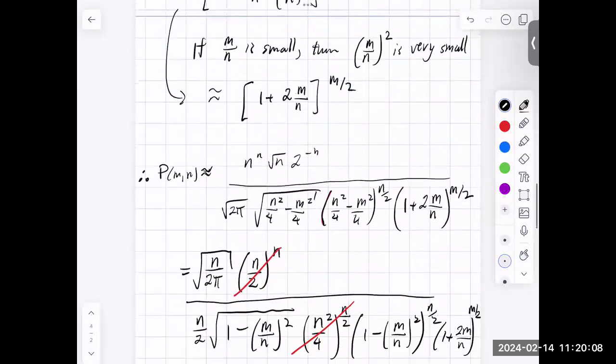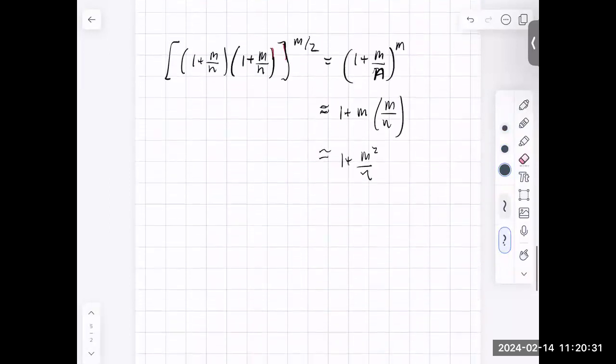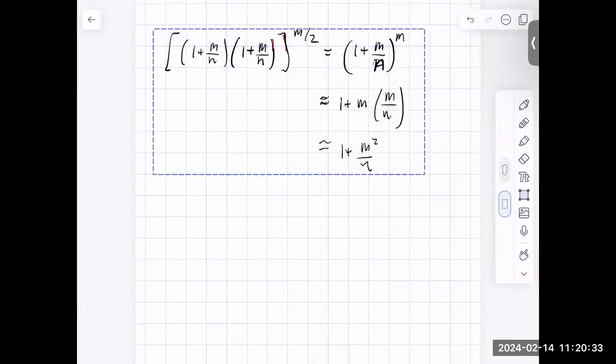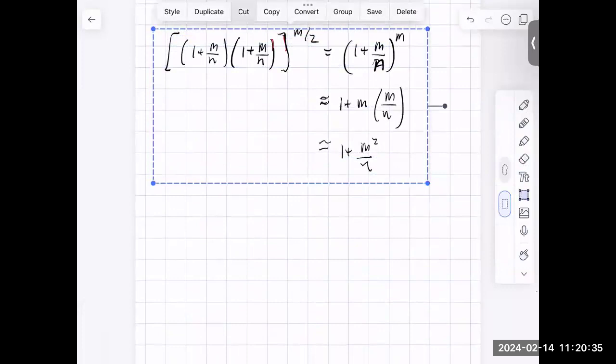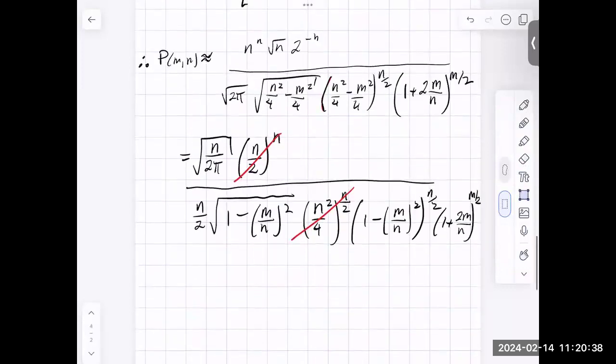Sorry, 1 plus 2. Oh, yeah, you know what? That's going to lead to a similar kind of thing, because I could do 1 plus 2m over n here, and then cancel out. And so we get the same sort of thing. Yeah, so I think you are correct. That's another path to a similar result. Good.